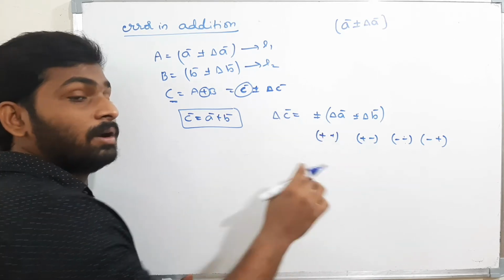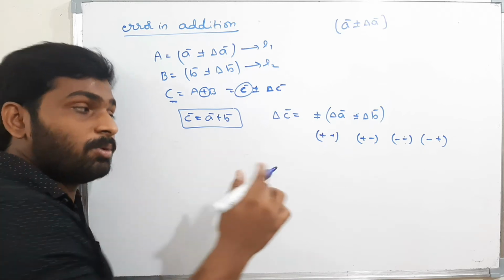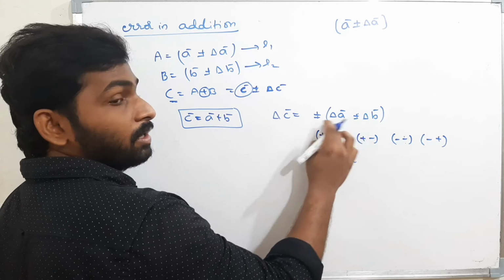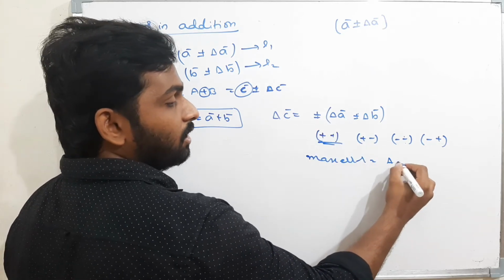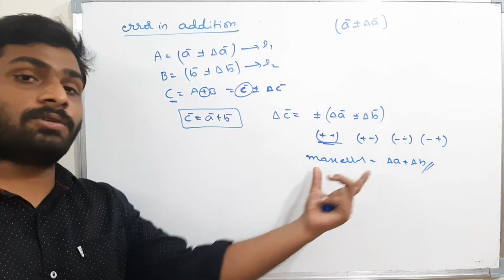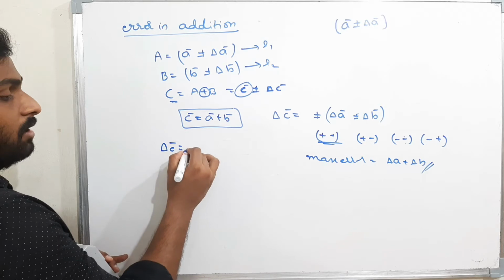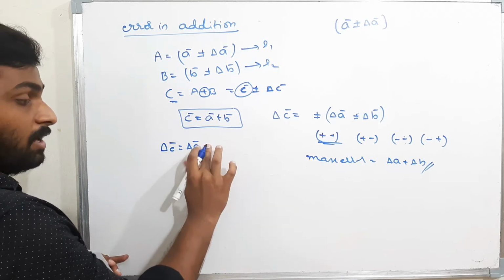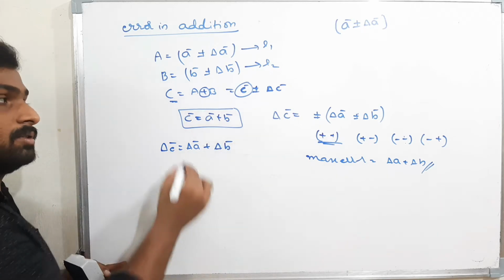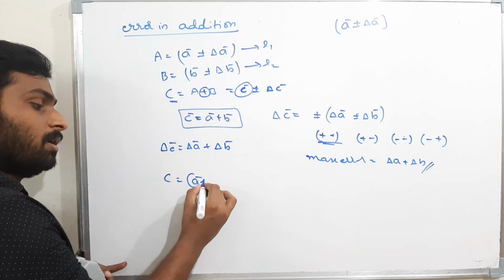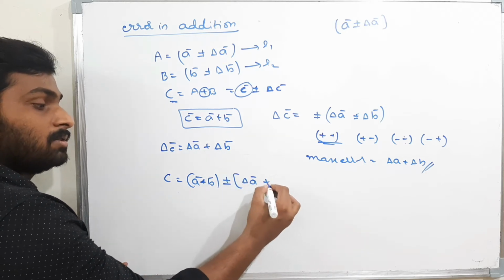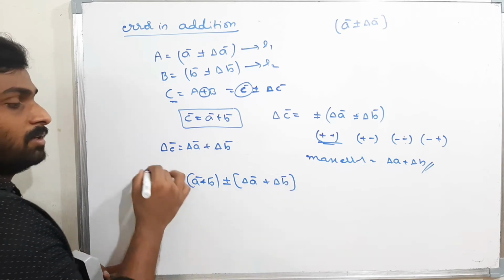The chances may be this many, but always they will tell to find the maximum error. The maximum error is always when both are adding. That means the maximum error is always delta A plus delta B. Always you should take this one only. That means delta C bar is nothing but delta A bar plus delta B bar. It's not plus or minus. Therefore C I can write as A bar plus B bar plus or minus delta A bar plus delta B bar. These are the C bar values.